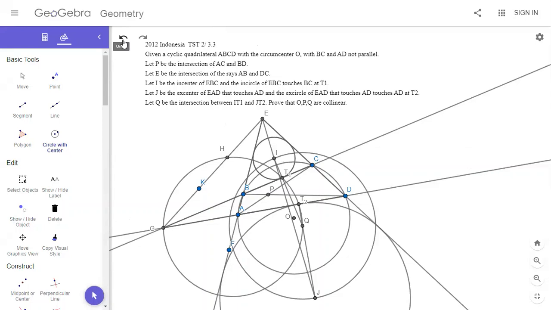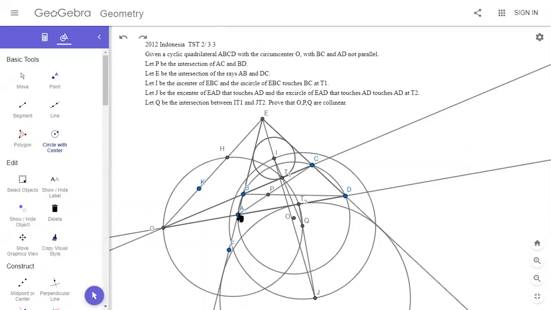Why is it enough to show QP is perpendicular? So that's Bricard's theorem. I think it's video 76 on my channel, but we can show OP is perpendicular to GE.